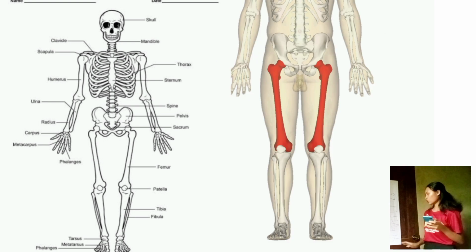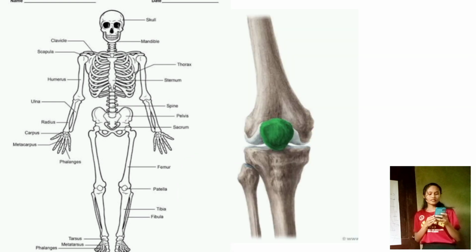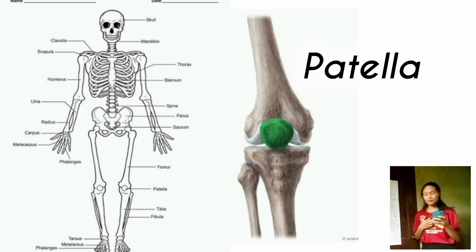And next is the femur. This is the femur. Okay, it is the thigh bone. It's the longest and the strongest bone in the body. Next is the patella, also called the kneecap. This is the patella from the diagram. The patella is also called the kneecap. It protects the knee and helps it move.